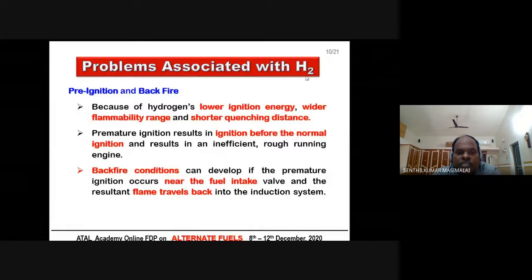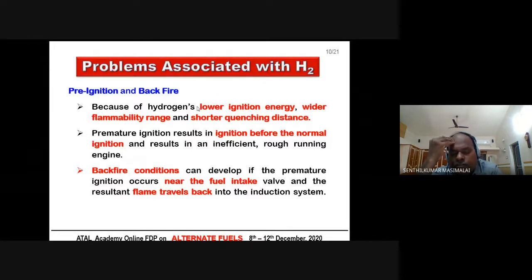Because of the low ignition energy and the wider flammability limit, the important thing is the very high flame speed. Because of the very high flame speed, you will have pre-ignition. That is the thing I told you. Pre-ignition means ignition before the occurrence of the regular spark. If ignition occurs in the combustion chamber like that, we call it pre-ignition.